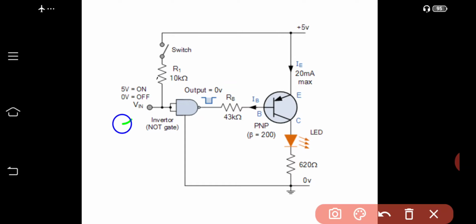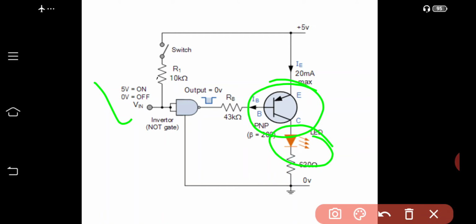Here the input voltage is 0 or 5 volt. In the off state it is 0 volt, in the on condition it is 5 volt, from a DC voltage supply. This is the PNP transistor, so the PNP transistor is used as a switch. We describe it here. It is an LED. When the transistor is on, the LED glows. When the transistor is off, the LED is off.